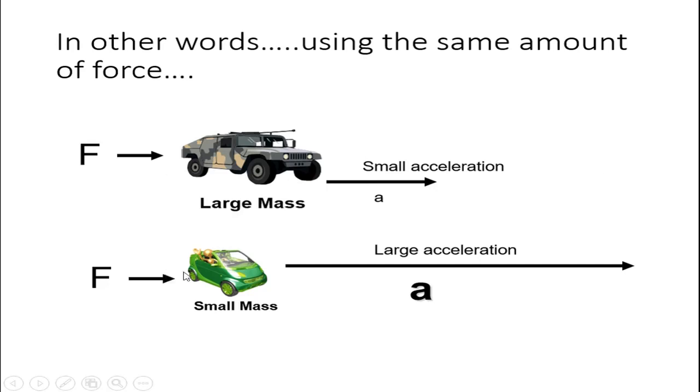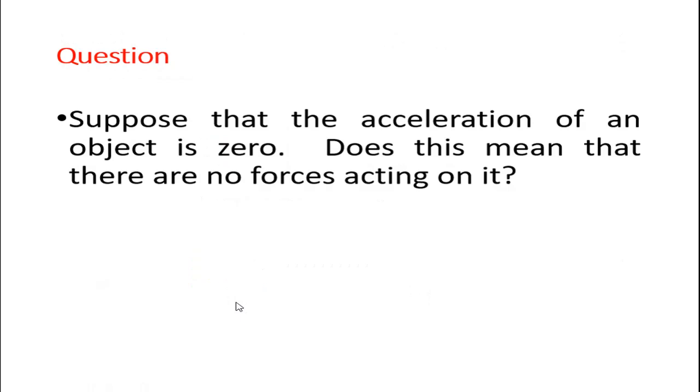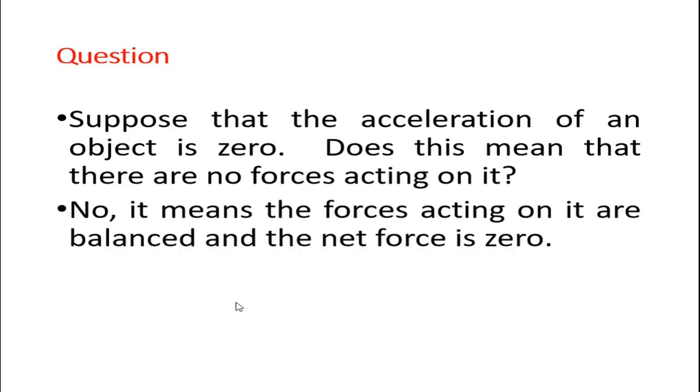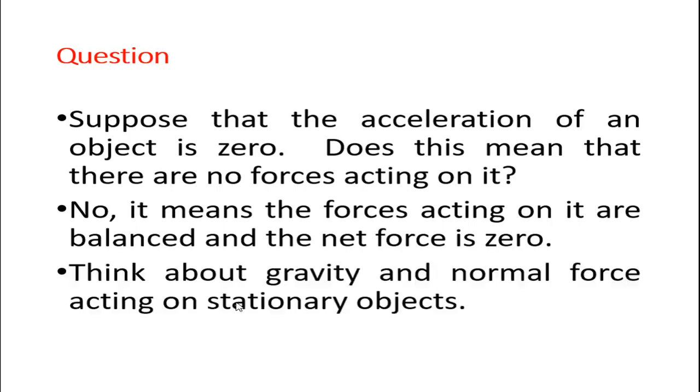What if it is the same force and you push a small object? The acceleration is fast. With a large mass, if you push a table, the acceleration is weak. But with a small mass, if you push a pillow, the acceleration is fast. Simple concept. Suppose that the acceleration of an object is 0. Does this mean that there are no forces acting on it? The answer is no. It means the forces acting on it are balanced and the net force is 0.